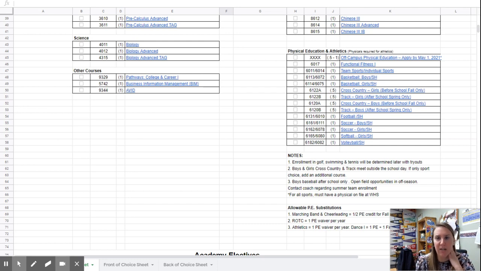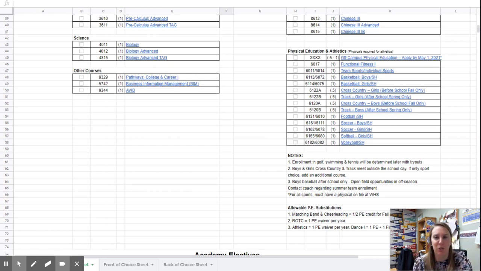So we've got Functional Fitness 1 and Team Sports, Individual Sports. So kind of how I describe this, Functional Fitness 1 is like intense PE. You're going to break a sweat. You're going to build your core muscles. You're going to do muscle toning, a lot of CrossFit style activities. If that sounds good to you, you don't mind taking a shower after you work out or getting sweaty, that would be the option for you.